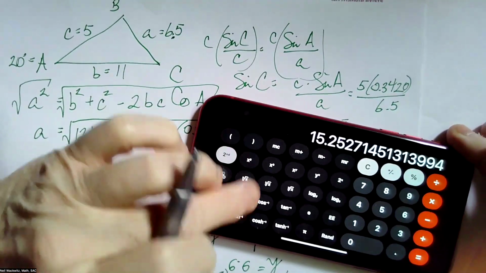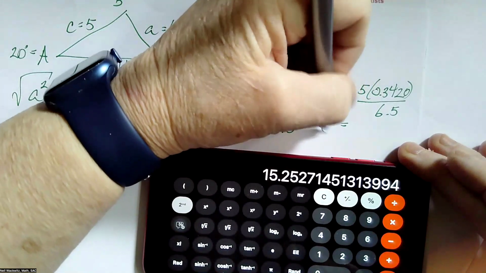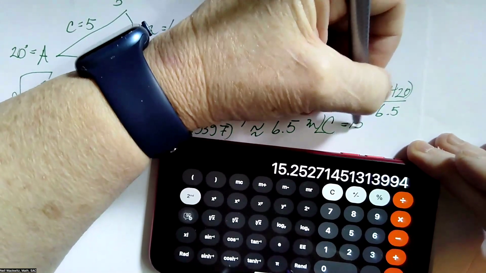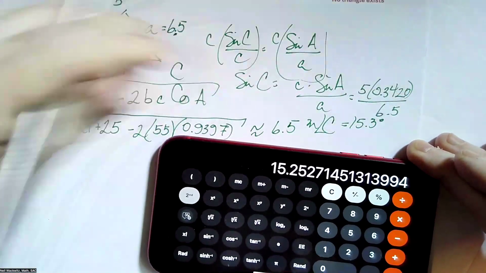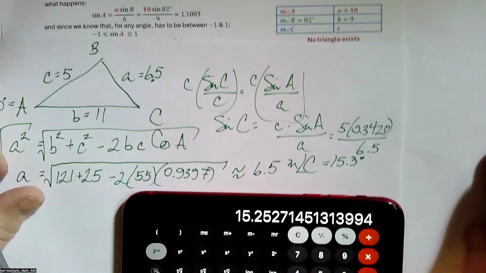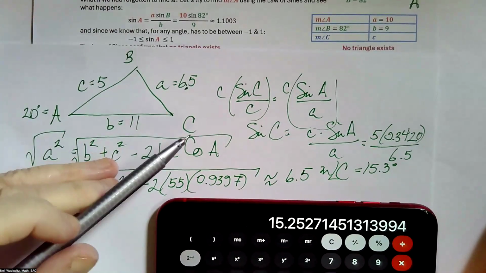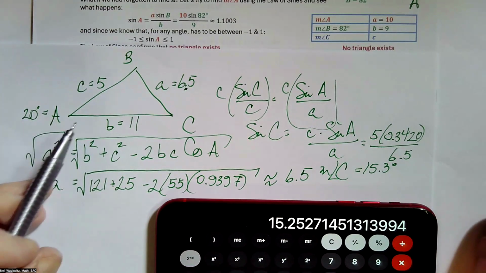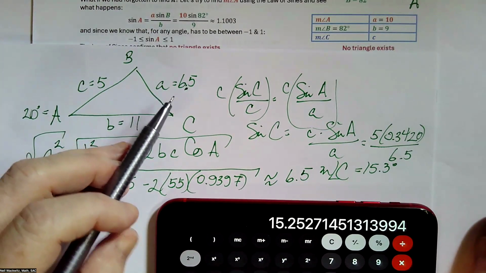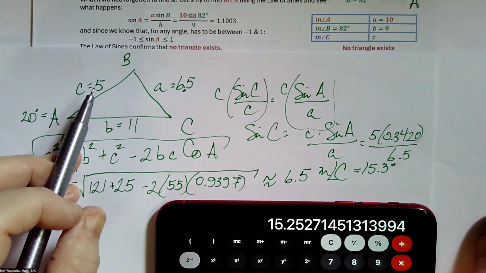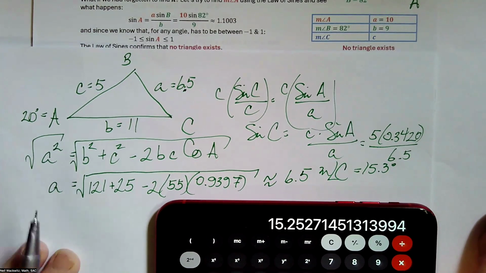So that C is 15.3 degrees. And you can see that indeed angle C is less than angle A. I knew that had to be the case because side A was a bit longer than side C.